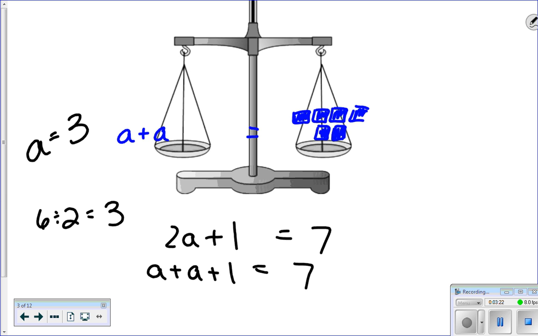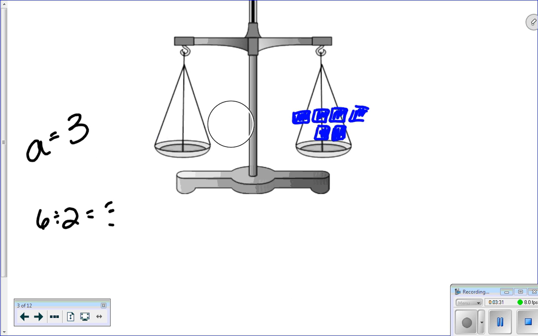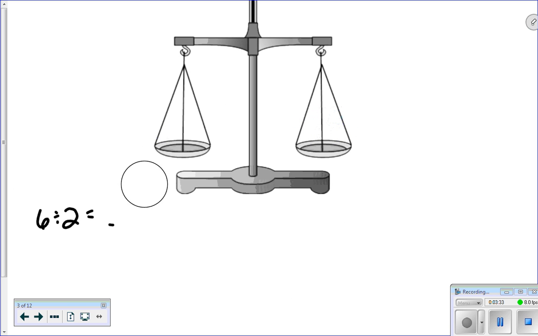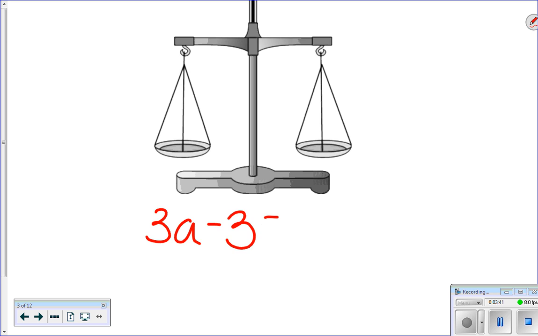And then I want you to start figuring out what things you got to do first, what things you got to do second. Okay. All right. Let's try another one. I'm going to use red this time. And I'm going to use 3a minus 3 equals 9.